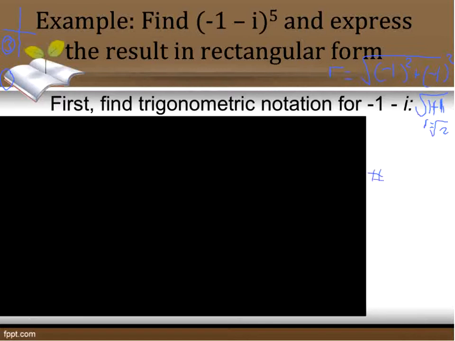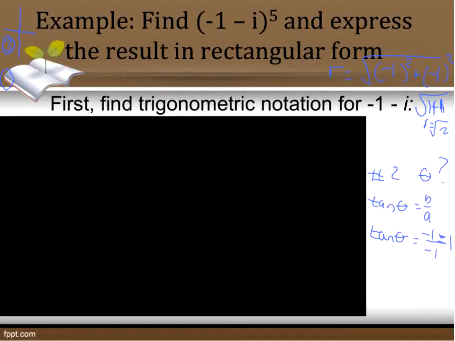Step 2 is to figure out what our theta is going to be. What's theta? So to figure out theta, we always are going to plug it into tangent theta equals b over a. So in this case, my b was a -1, my a was a -1. Are you okay with where b and a come from? b is just your second term, a is your first term, so b and a. So in this case, my tangent equals 1.